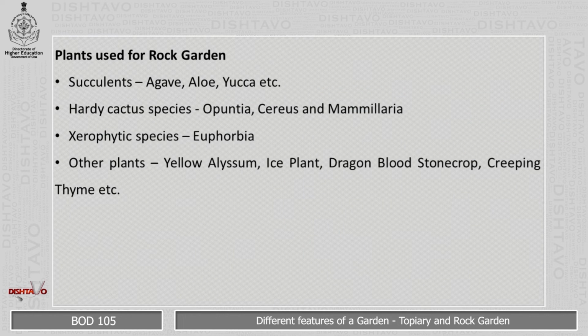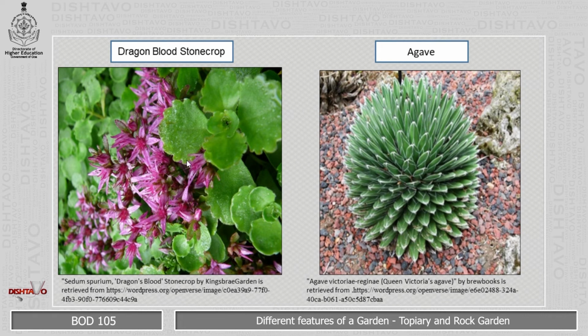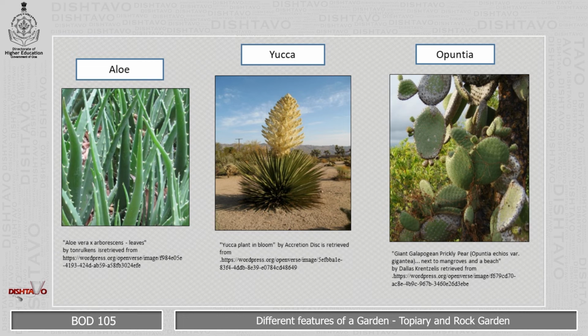Plants that are used for rock garden are mostly succulents like agave, aloe, yucca, etc. Hardy cactus species of Opuntia, Cereus and Mammillaria can be used. Xerophytic species of Euphorbia and some other plants that are used in rock gardens are yellow alyssum, ice plant, dragon's blood stonecrop, creeping thyme, etc. This is the dragon's blood stonecrop plant. This is agave. This is aloe vera. This is yucca, and this is Opuntia plant.